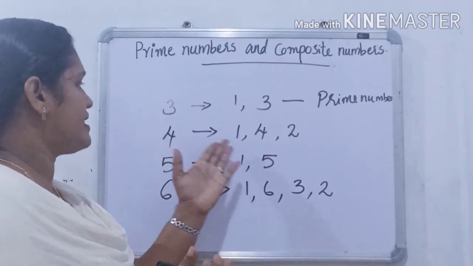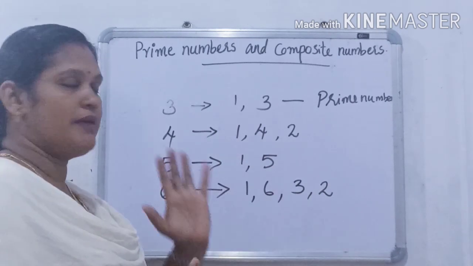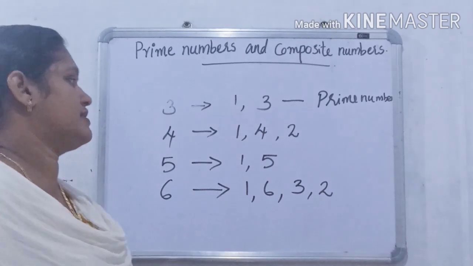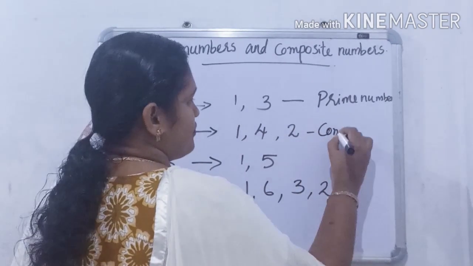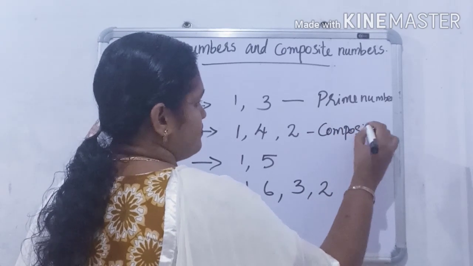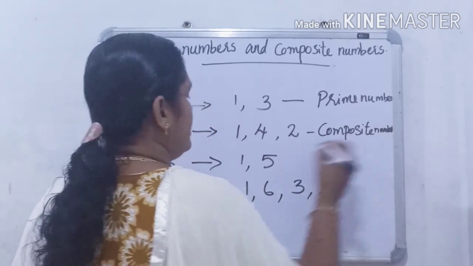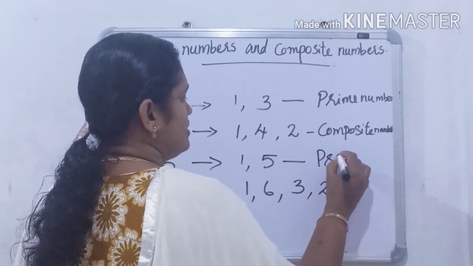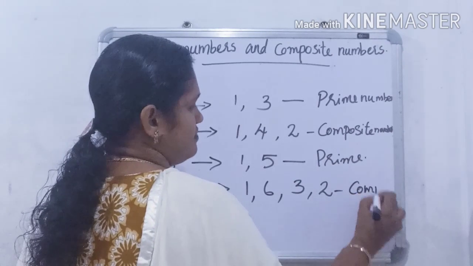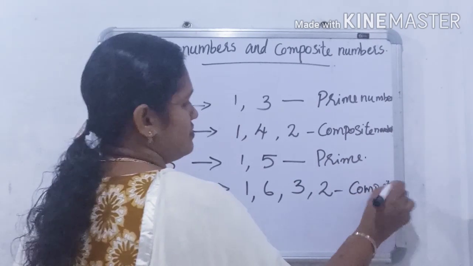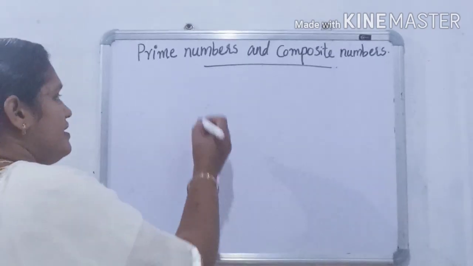Here 4 has 3 factors and 6 has 4 factors. Some numbers have more than 2 factors. Such numbers are called composite numbers. Here 5 is a prime number and 6 is a composite number. Okay. Next, which are the factors of 1?